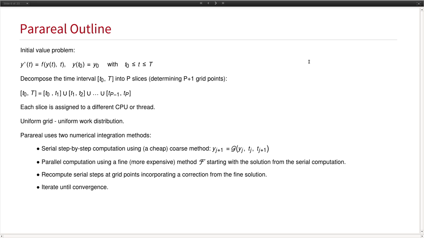So here's an outline of the method, how it works. We want to solve this initial value problem over a time interval. So we'll subdivide this time interval into little pieces, where the number of subdivisions is the number of processes, or the number of parallel computations that we're going to be doing. Okay, so we have a time interval, say 0 to 10, and we'll chop it up into smaller time slices. By chopping it up into these uniform slices, that's a uniform distribution of work in parallel.